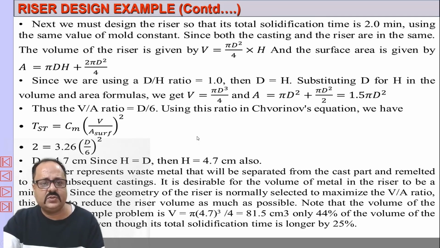So for a cylindrical riser, considering that D is equal to H, the modulus will be D by 6. So (D by 6) square into the mold constant is equal to 2, because we want the solidification to be 2 minutes. From this we can calculate the diameter as 4.7 centimeter, and similarly the height will be 4.7 centimeter.